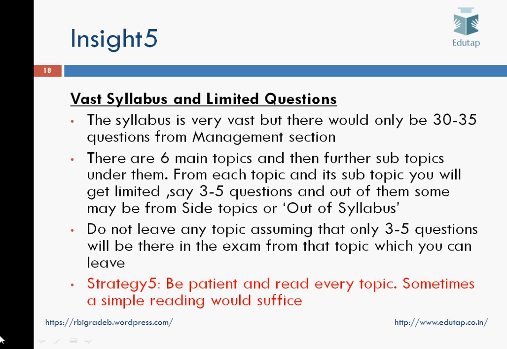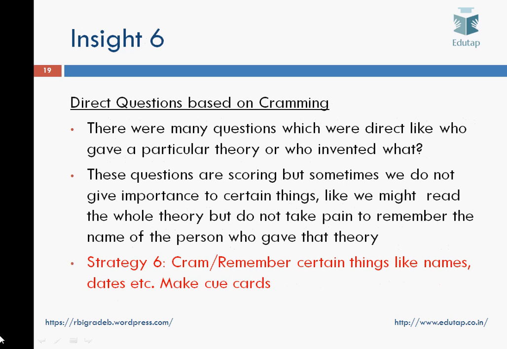So the strategy 5 is, be patient and read every topic. Sometimes a simple reading would suffice to crack direct and easy questions in the exam. Now there are many questions in the exam which were direct, like who gave a particular theory, or who invented a particular theory. These questions are scoring, but sometimes we do not give importance to certain things, like we might read the whole theory but do not take pains to remember the name of the person who gave that theory.